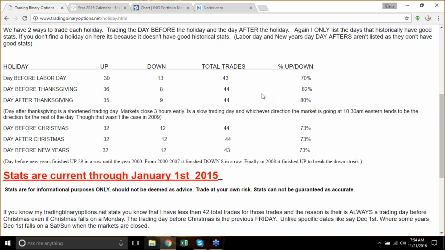So I want to show you how I trade them. So basically, again, this is based on the data. So I want to be long on that particular day. That's all that has to do with the system. It has nothing to do with anything else. It's strictly based on the day before Thanksgiving is historically up day. Day after Thanksgiving is historically up day as well.